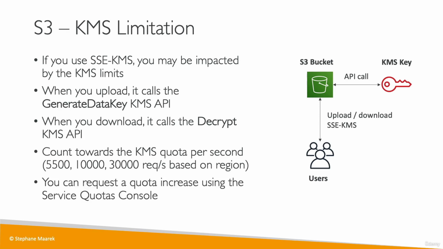And you can request a quota increase using the Service Quotas console if you need to go over that limit. So what this means is that if you have more than 10,000 requests per second in a specific region that only supports 5,500 requests per second for KMS, then you will be throttled. So you need to ensure that KMS doesn't block your performance on S3. Now, these quotas are pretty big for normal usage, but still good to know if you have many, many files and a high usage of your S3 bucket.